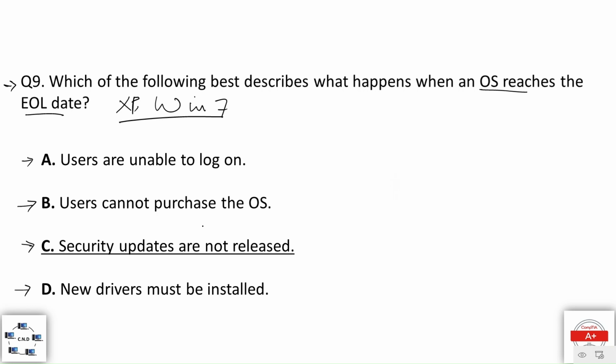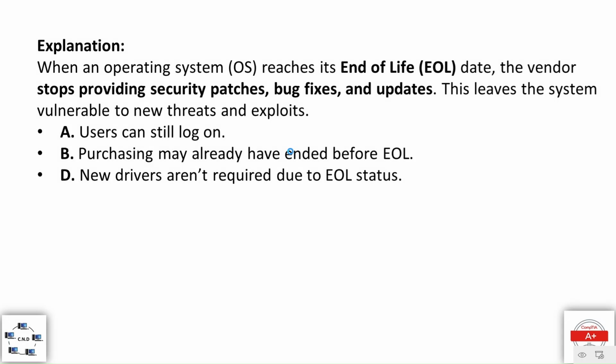So the critical thing that happens after EOL is that security updates are no longer released. These others may also be true since the operating system is no longer provided by the vendor. Let's suppose a user may also not be able to purchase this Windows, but the critical and most important thing is that security updates are no longer provided by the vendor. So such an operating system is then a security risk.